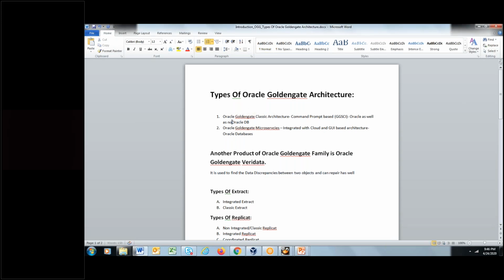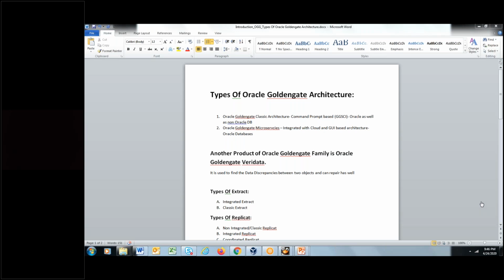Veridata is another product of the Oracle GoldenGate family. It is very widely used right now, I would say, in places where cloud migrations are going on. Once the database has been migrated, organizations want to see whether the data is in sync or not, so they can use Veridata.